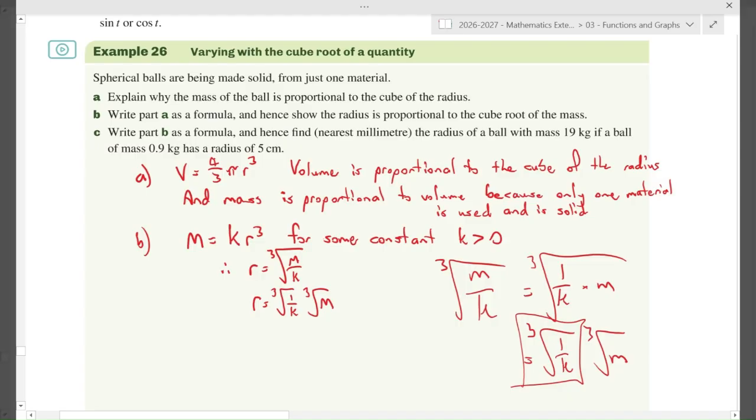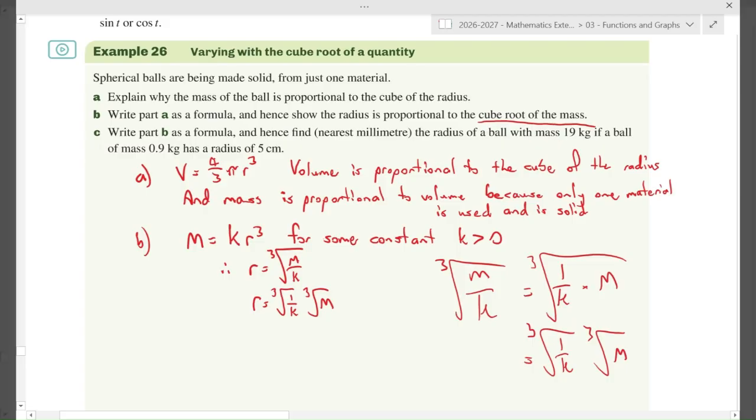Cool? All right. It also wanted me to do it as the cube root of the mass. So I needed to get the cube root of the mass on its own. All right, cool. Capital M, capital M. All right, now how has that helped me? Well, would we agree that the cube root of 1 over k is a number? Because k is just a number and all that.